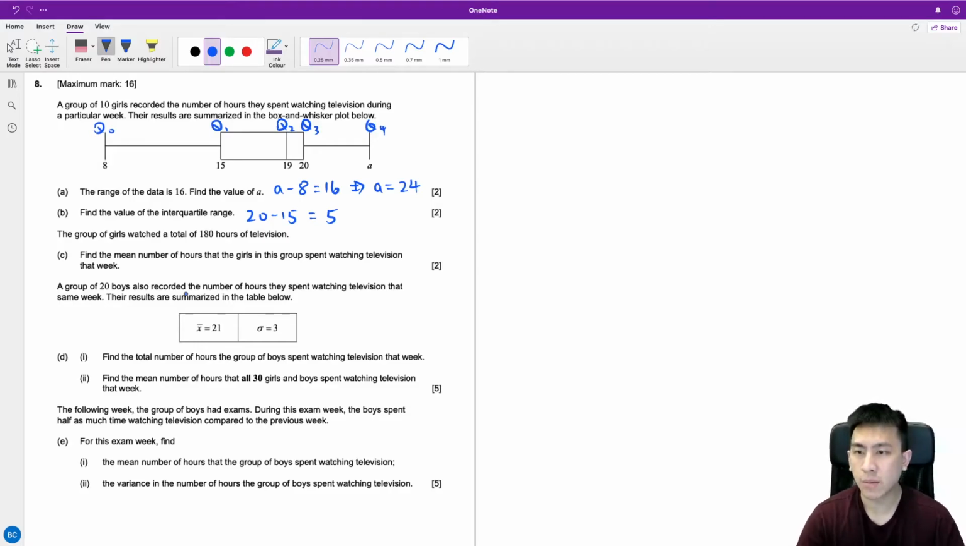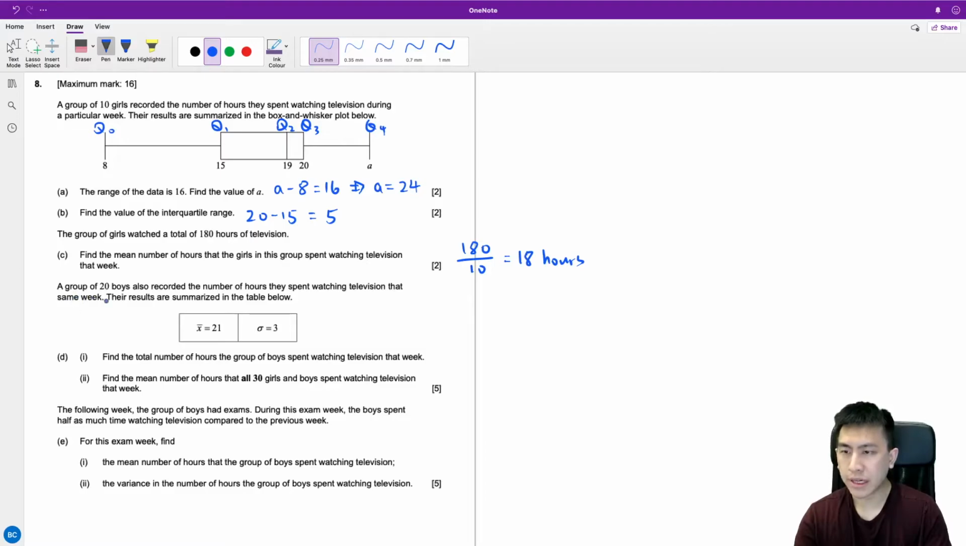Find the mean number of hours that the girls in this group spent watching TV this week. Again, textbook knowledge. So 180 hours between 10 girls. So it's simply 180 out of 10, which equals 18 hours. Right?